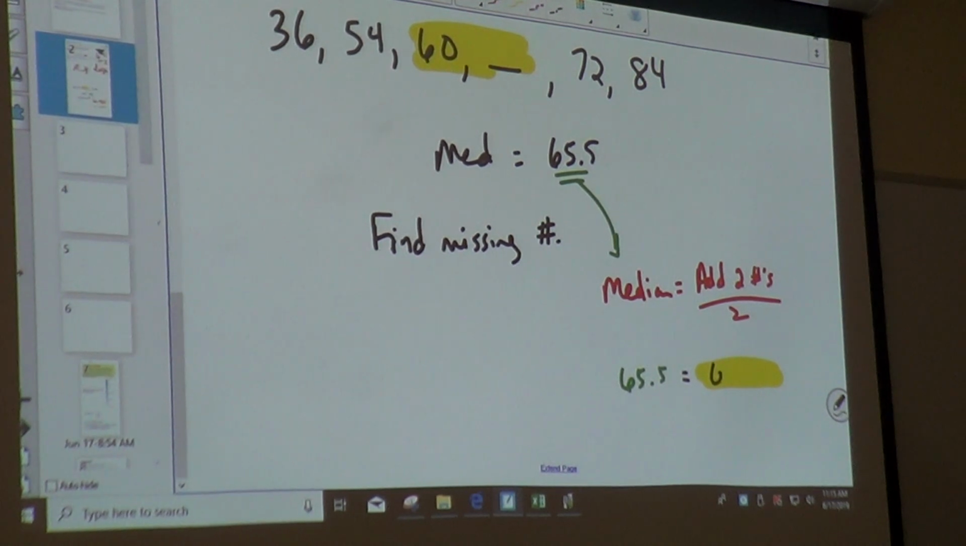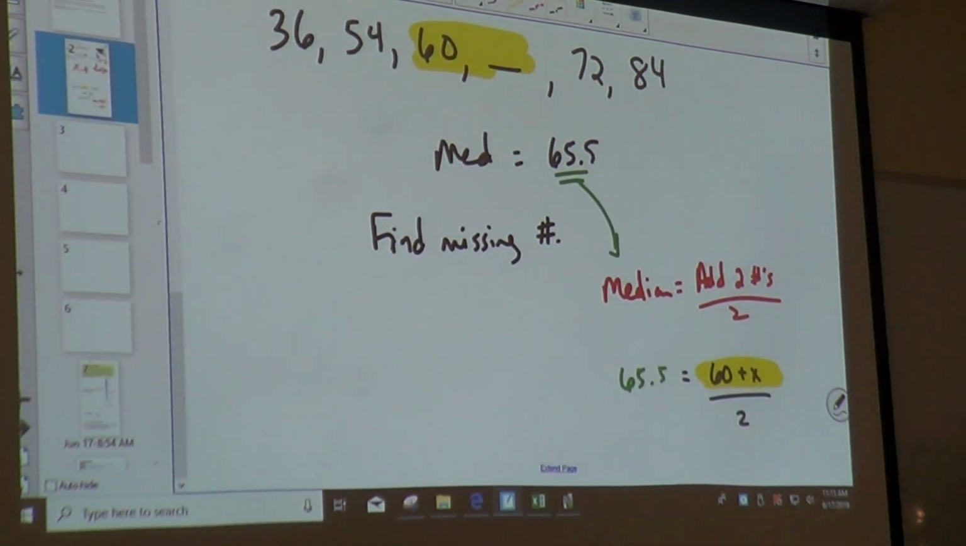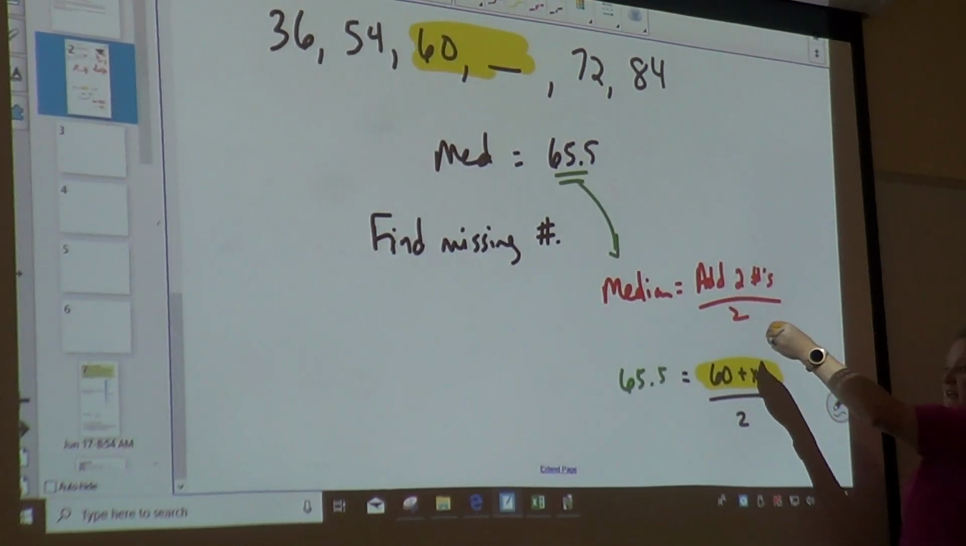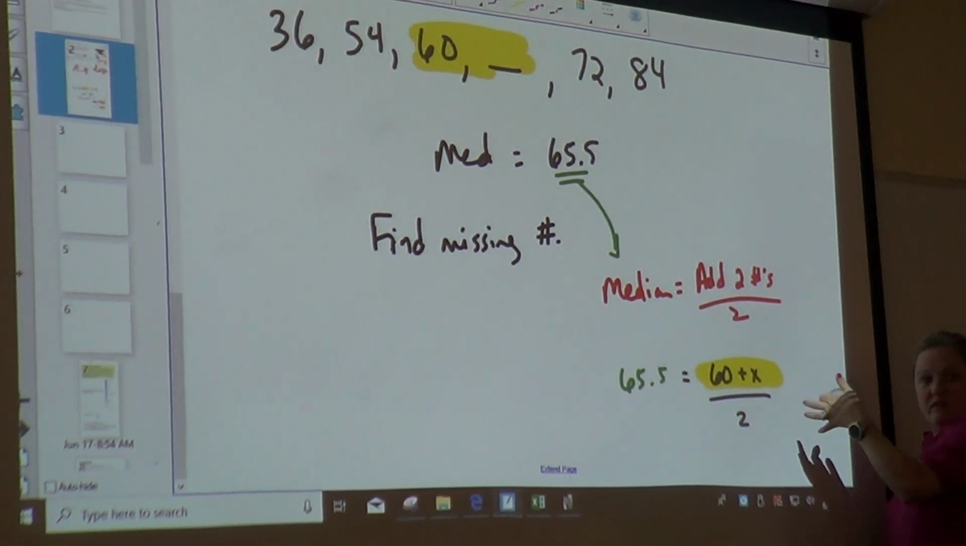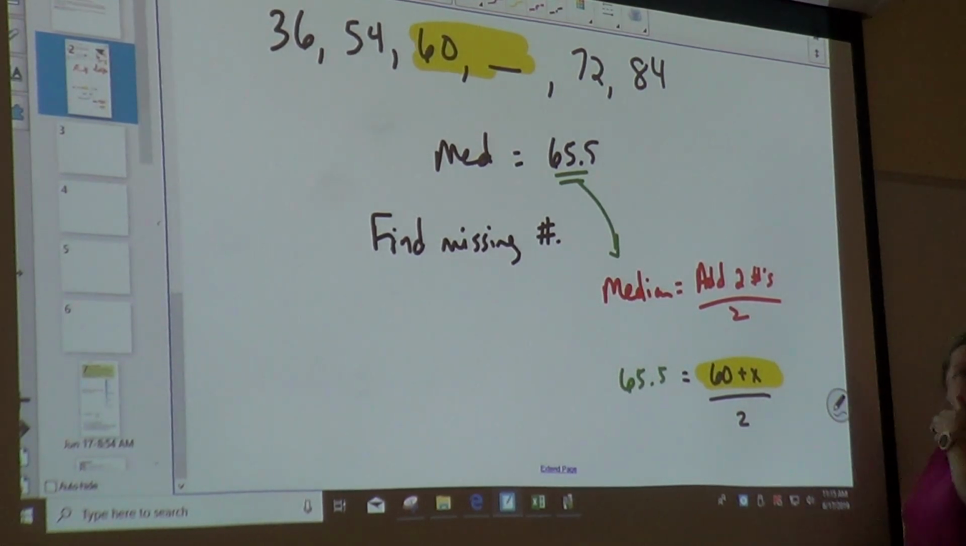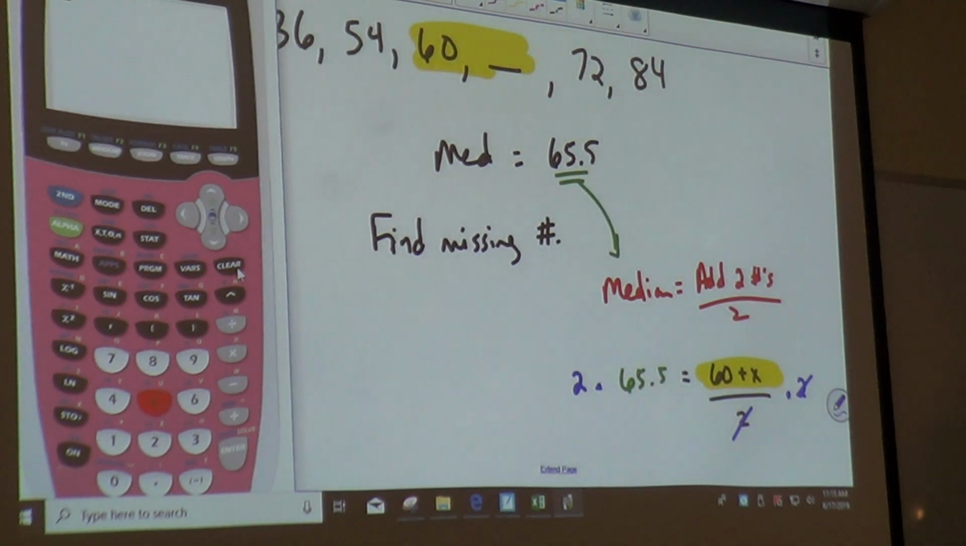So I'm going to say 60 plus X, and we're going to cut it in half. Are we good? Now, remember these 2 are dating and the huzzies downstairs? We get rid of the huzzy. How do we get rid of the huzzy? We multiply by 2. So we're going to multiply by 2 to get rid of the huzzy. We don't want her creeping in on our man. So 65.5 times 2.